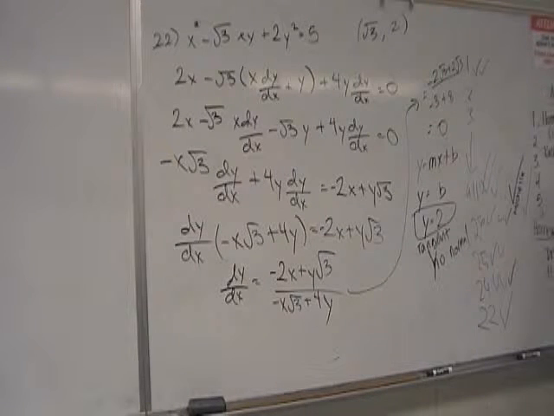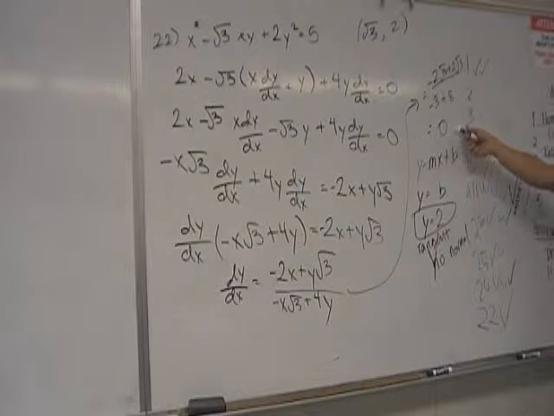Alright, questions there? Does that make sense? Wait, how did we know there was a normal? Because the slope is 0, right? So to find the equation of the tangent line, we use this slope. To find a normal line, it's the negative reciprocal. There's no negative reciprocal of 0, because you can't flip 0.